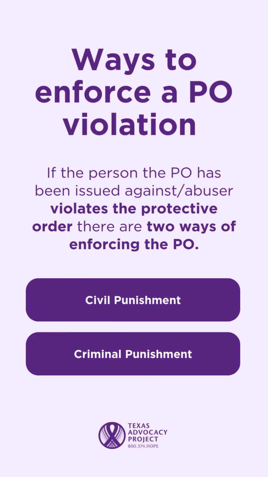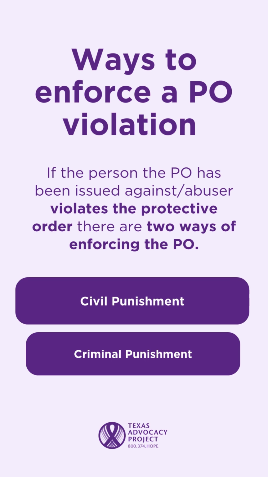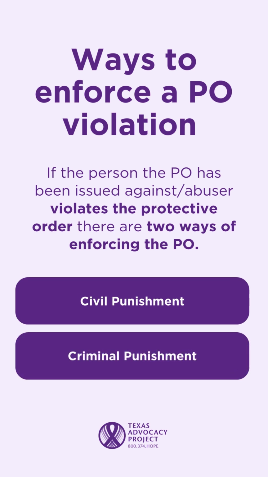If the person that the protective order has been issued against, the abuser, violates the protective order, the survivor has two ways of enforcing the protective order. Enforcement means requiring the abuser to follow the rules and requirements of the protective order. You can enforce the protective order either through civil or criminal punishments.